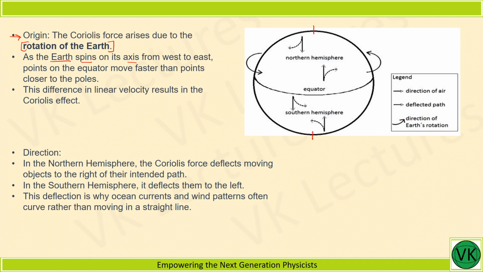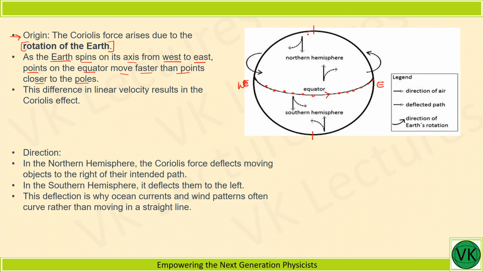So as the earth spins from west to east, so this is west, this is east. Look at this, points on the equator move faster than the points closer to the poles. That means these points move faster because they are at the equator than these points.